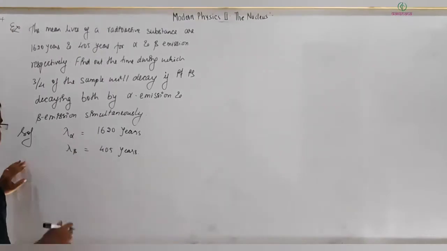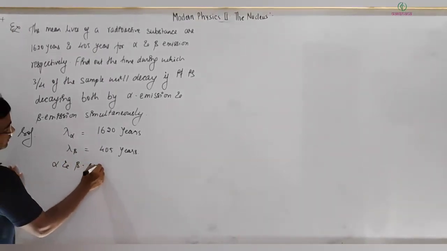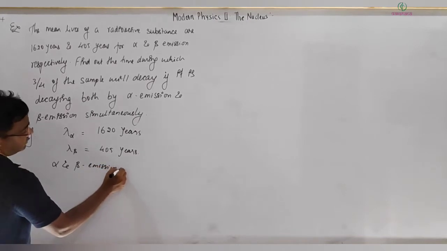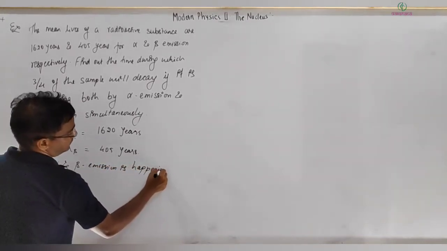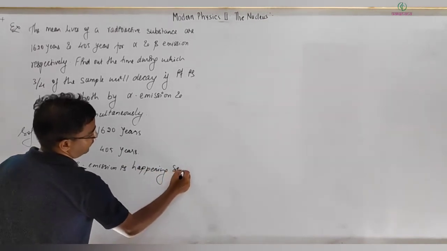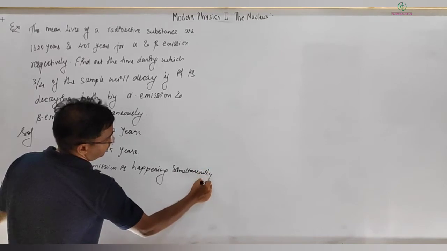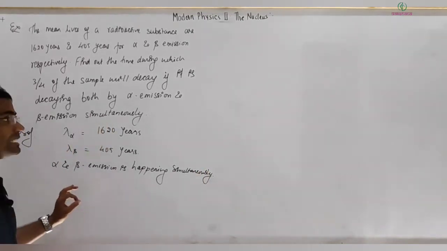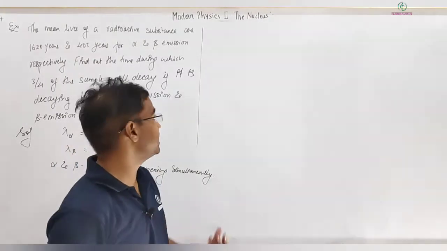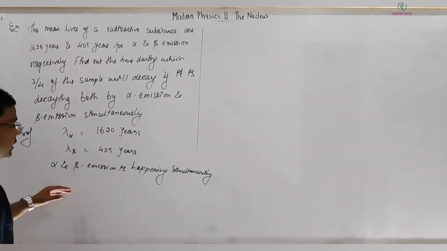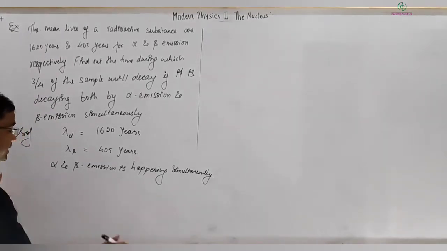So the point here is that alpha and beta emission are happening simultaneously, right? So now it's not simple decay, it's something different, and that is when emissions are happening simultaneously.